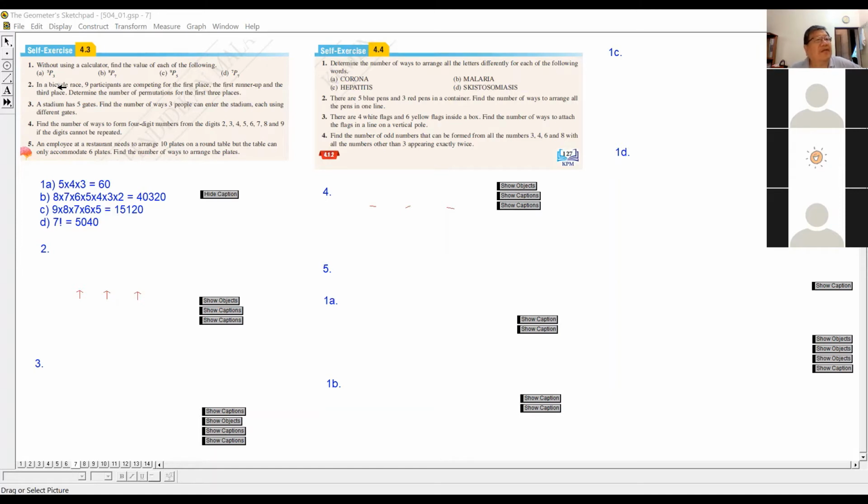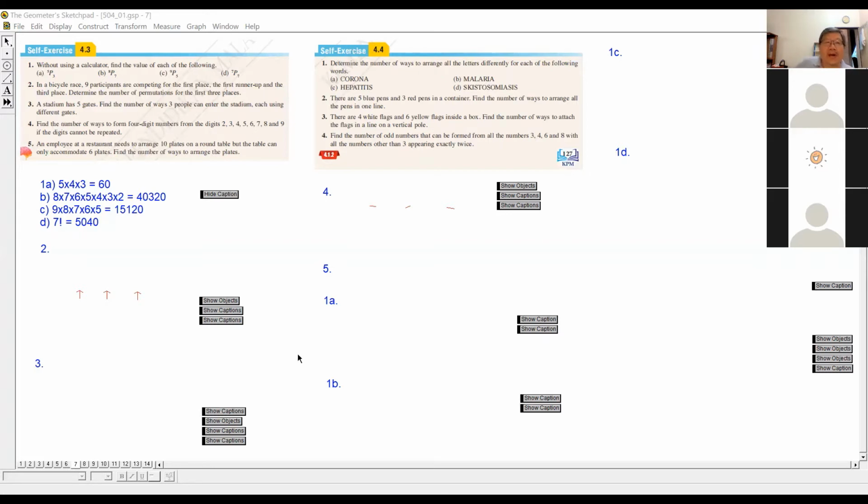Now we have Li Ying, you read number 2. In a bicycle race, 9 participants are competing for the first place, the second place, and the third place. Determine the number of permutations for the first 3 places.